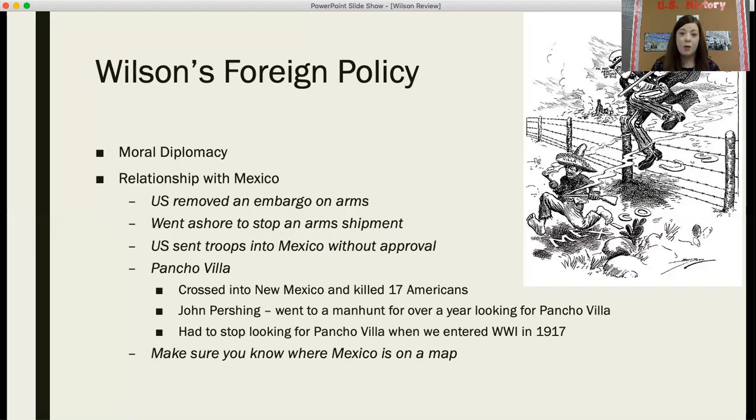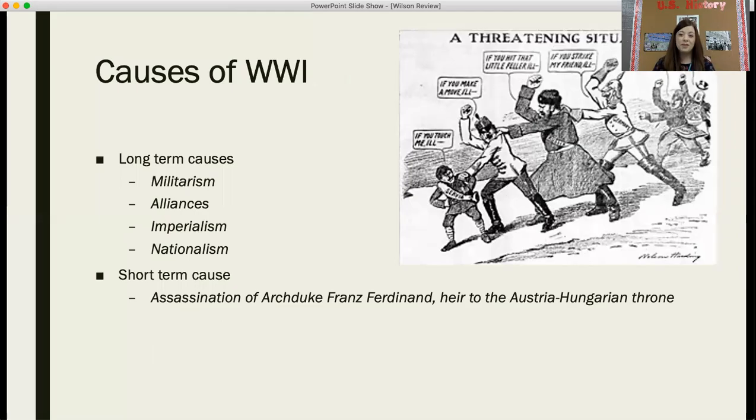Remember why? When we enter World War I, we can't have one of our best generals and 11,000 American soldiers looking for this one guy in Mexico. They have to go and fight World War I. So our relationship with Mexico is very tense at this time. Make sure you know where Mexico is on a map. You're going to have some map questions on this test. So remember, we stopped looking for Pancho Villa because in 1917, we are going to enter World War I.